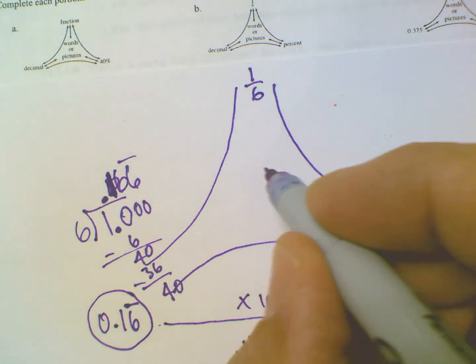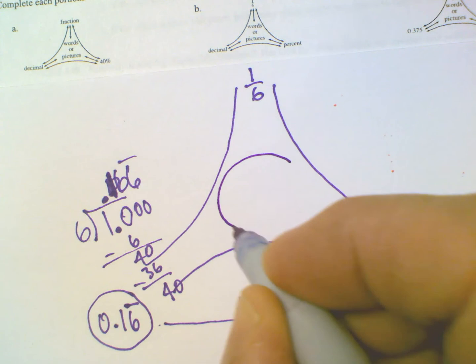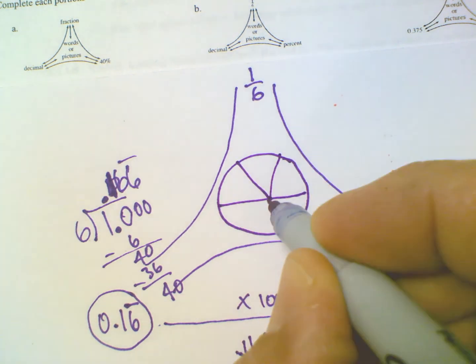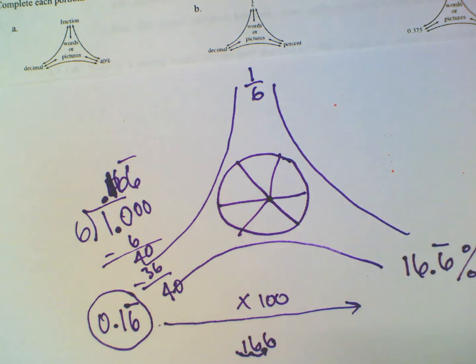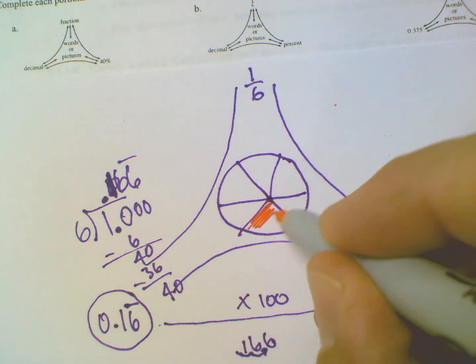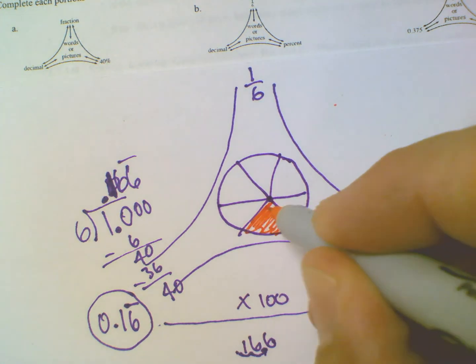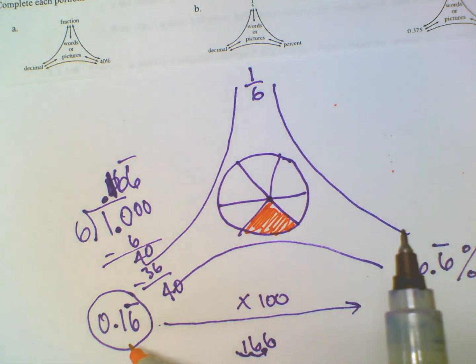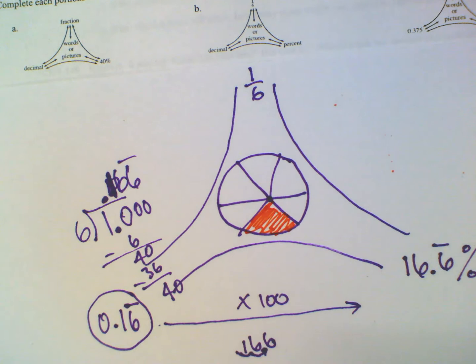What does this look like pictorially? Well, you could do a couple things. This time I'm going to do a circle, and I'm going to cut the circle in 6 pieces. So there's 6 pieces of the pie, and how much of the pie am I going to shade? 1/6 of it. Right? So 1/6, 16.6%, or 16/100ths. Okay, there's that one. That is B.